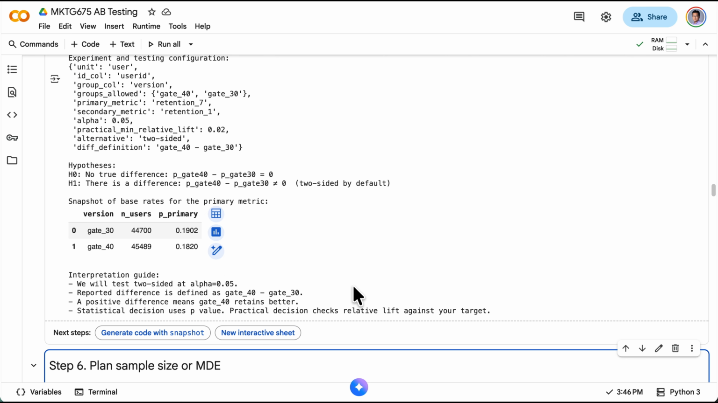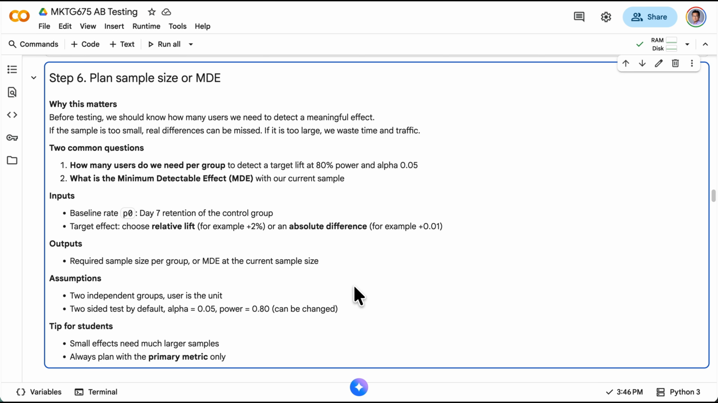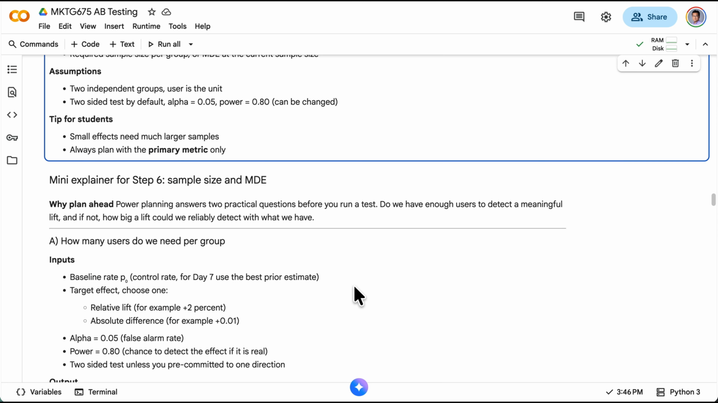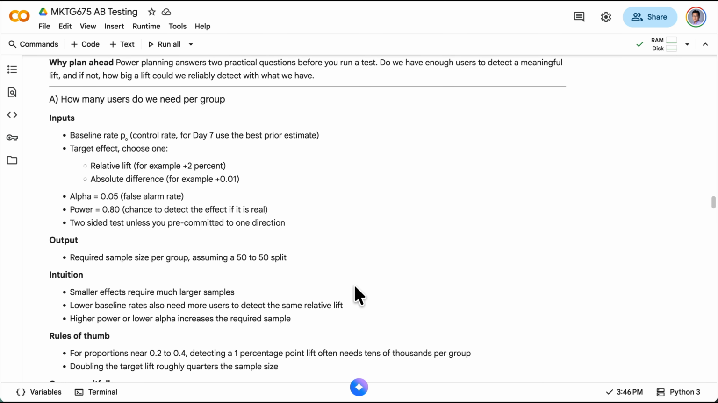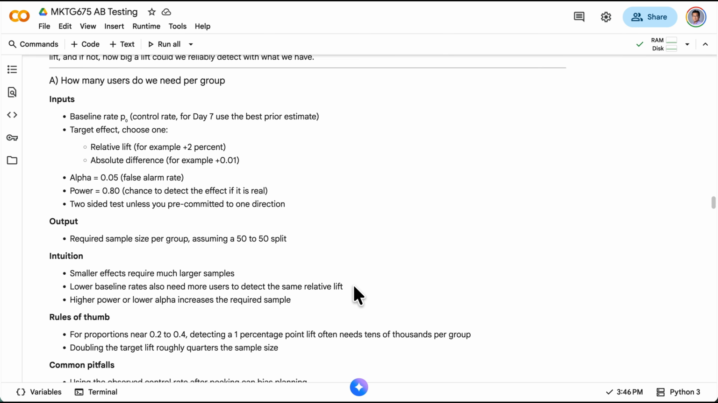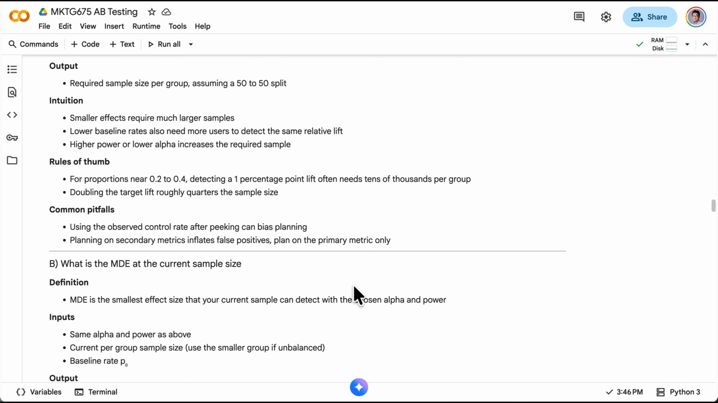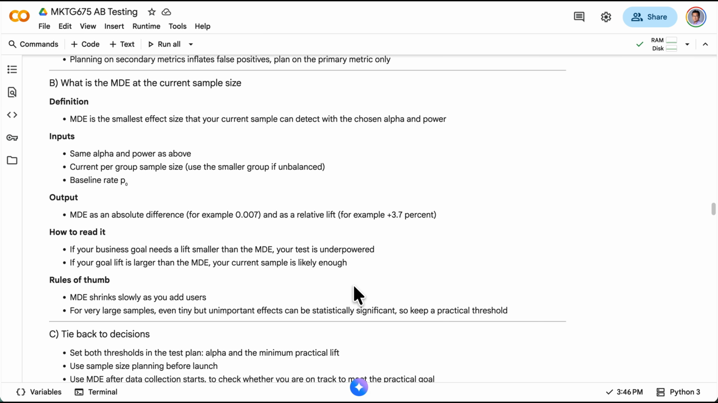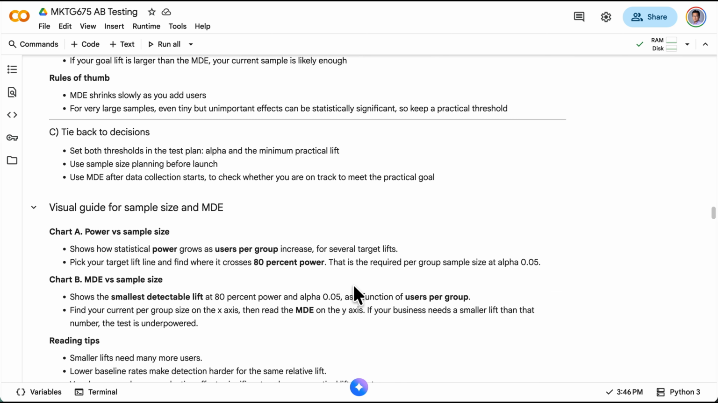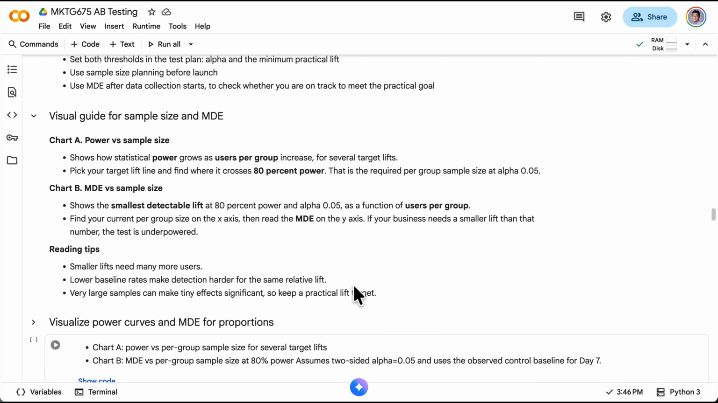Before or during a test, we should know the power of our design. Two questions. One, how many users per group do we need to detect a target lift at 80% power and alpha 0.05? Two, with our current sample, what is the minimum detectable effect, the smallest lift we can reliably detect? Smaller effects need many more users. Lower baselines also make detection harder. Keep decisions on the primary metric only.